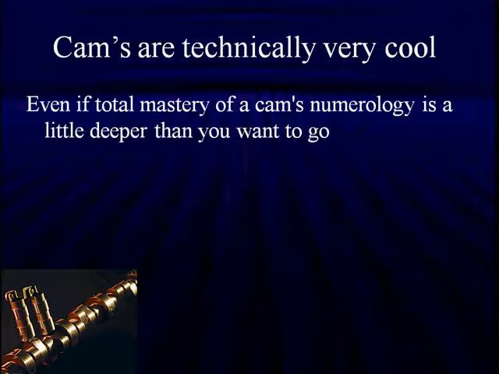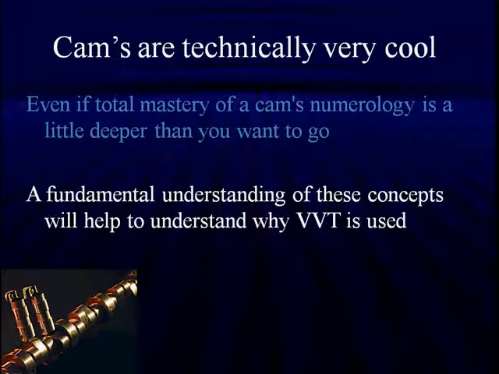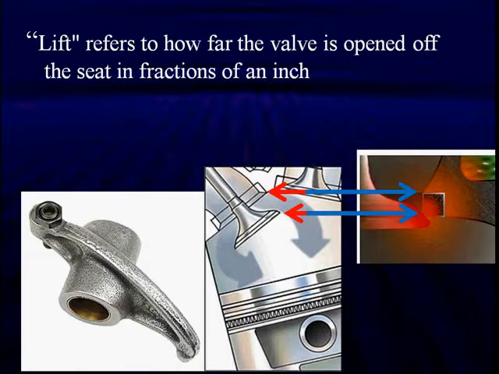But we need to understand how the fundamentals operate, why valve timing is changed, and understand the advantages of when we do it. Let's talk about some things like lift and timing. Lift is our first discussion. It refers to how far the valve is opened off the valve seat in fractions of an inch or in millimeters. The new terms are in millimeters. This is valve lift here, shown on the right in the center picture. It's lifted by the rocker arm here.